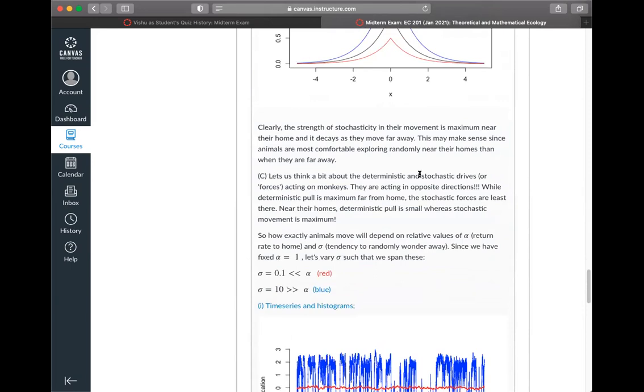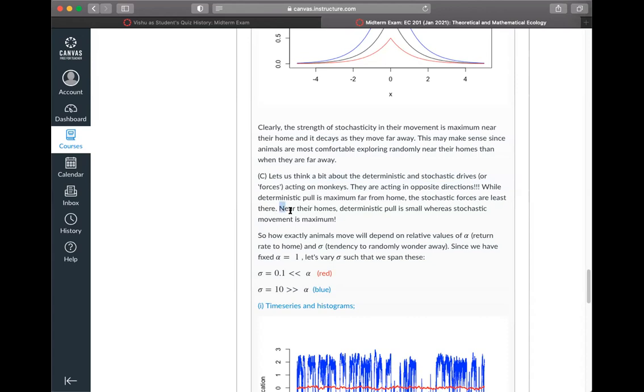Let us think a bit about deterministic and stochastic drivers acting on monkeys. They're actually acting in opposite directions. Do you agree with this? While the deterministic pull is maximum far from home, this pull is towards home, right? The stochastic forces are least there.